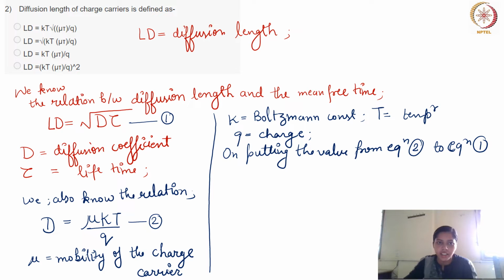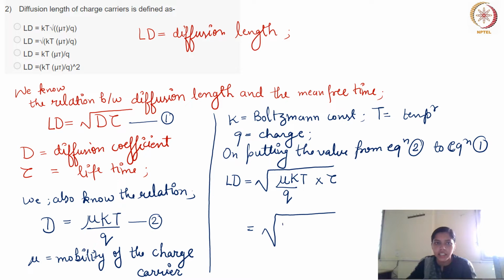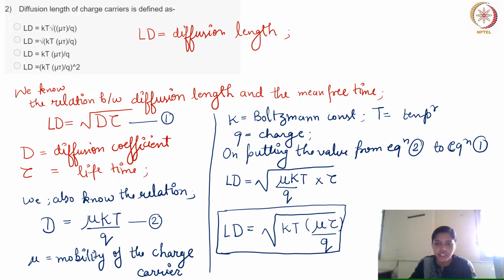what we will get, here we were having the diffusion length equals the square root of D, which is your diffusion coefficient. When we put all these values, it will give us mu kT divided by q multiplied by tau, or we can also rewrite this relation as the square root of kT, and in the bracket we can take mu times tau divided by q. So this is the relation for calculating the diffusion length.